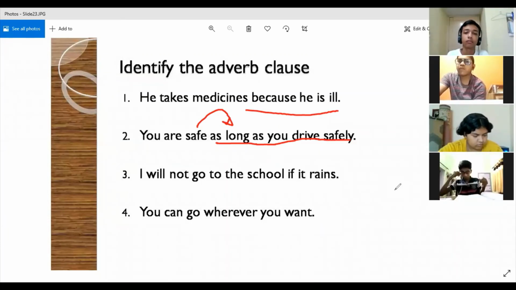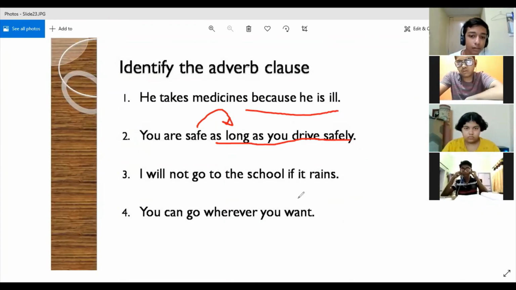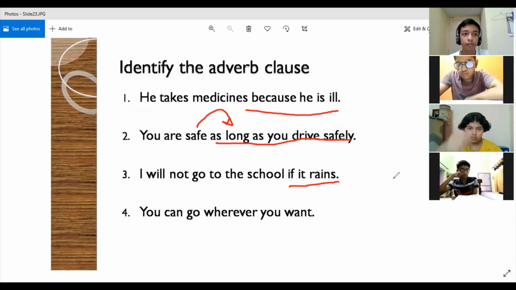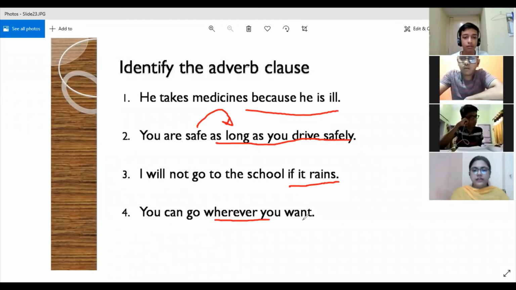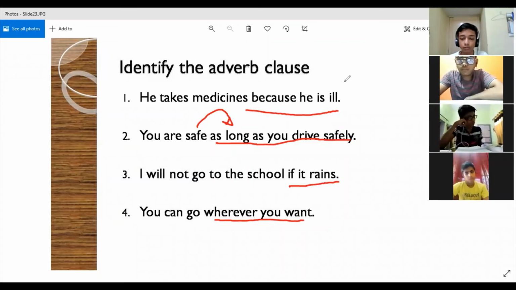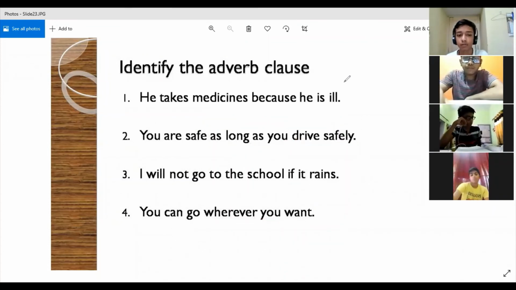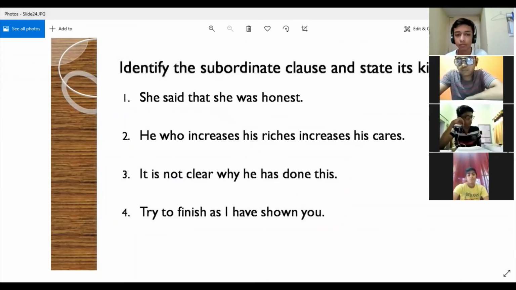Okay. Yes, Divyan. If it rains. What type? Condition. Adverb clause of condition. Very good. Next, you can go wherever you want. Sudhanshu? Correct. Wherever you want, adverb clause of place. Very good. Okay, we'll move on to the last exercise.